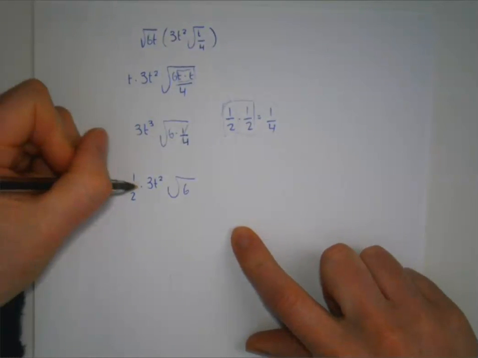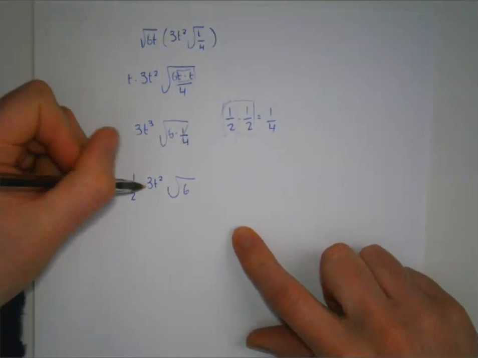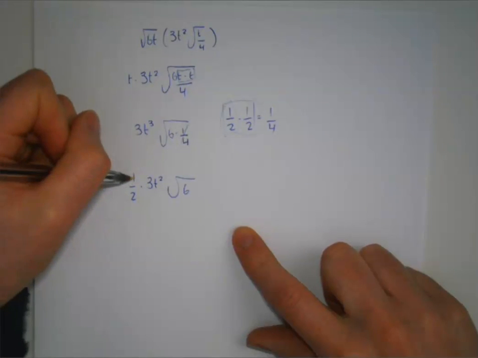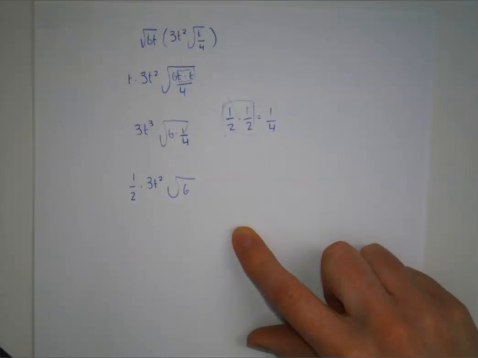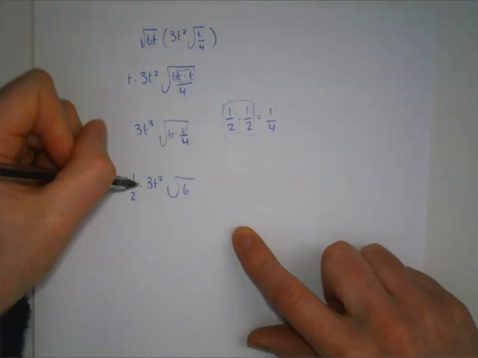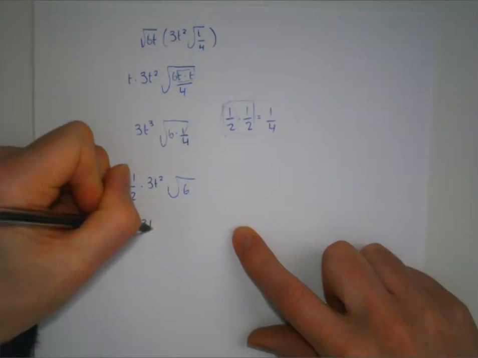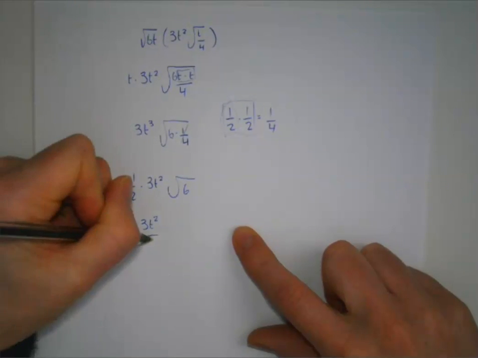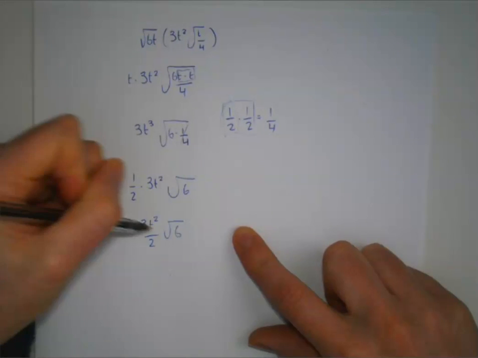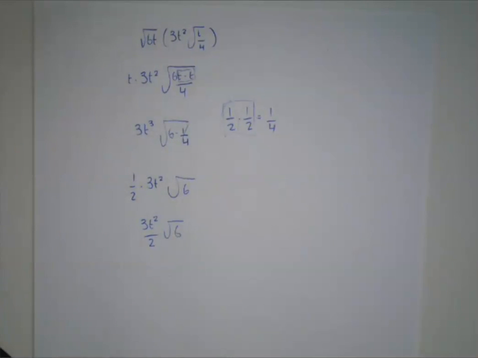And then to write this in its simplest form, instead of multiplying these two together, remember you multiply the top value, like the numerator, by the term that's outside. So 1 times 3t squared is 3t squared, and then the 2 stays on the bottom, and then it's root 6. Okay, so that's how you would simplify that one.